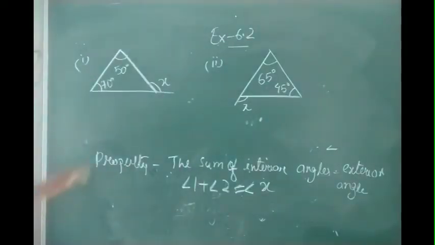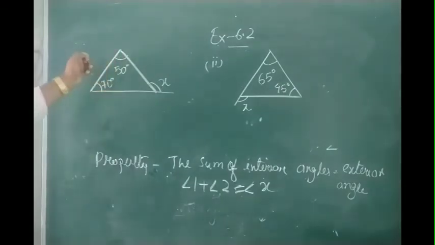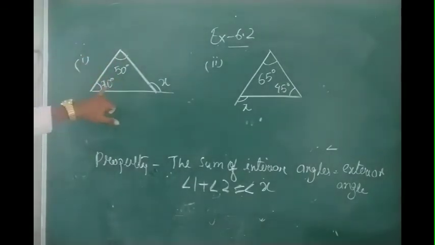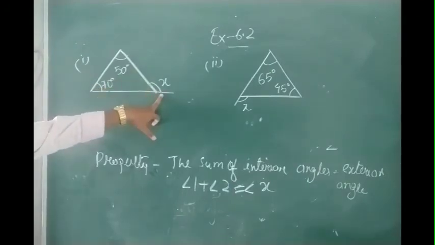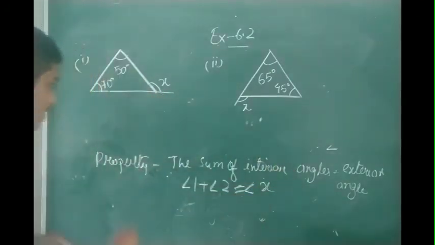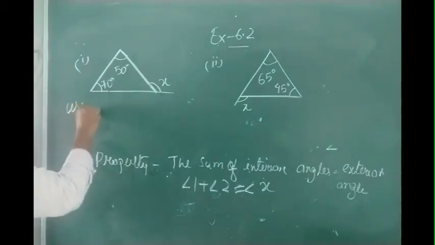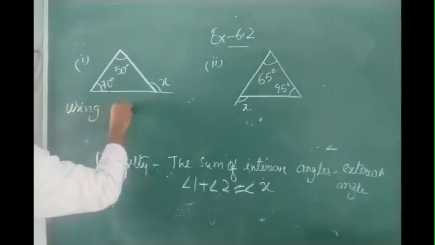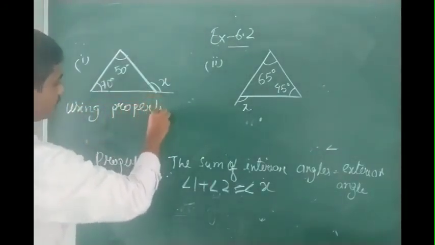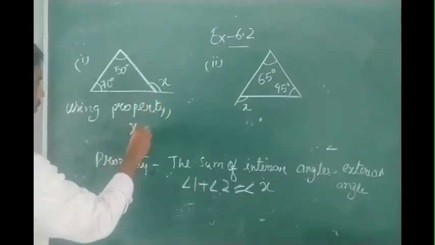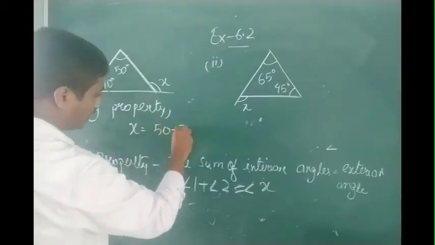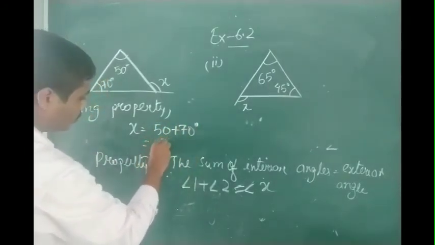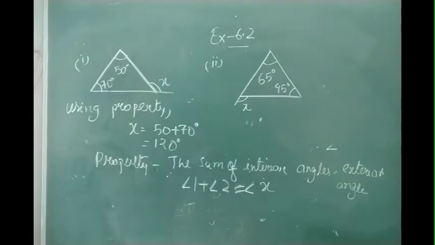See exercise 6.2, question number 1. In this triangle, we have two interior angles, 70 degrees and 50 degrees, and one exterior angle. If I go by the property, what will you get as the value of x? The value of x will be equal to the sum of the interior angles. So it will be 50 plus 70 degrees, which is equal to 120 degrees.